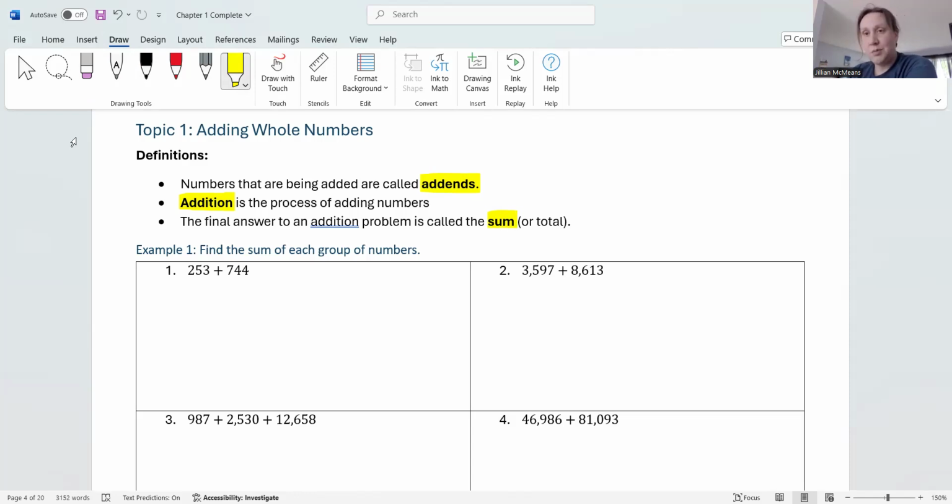Each operation has a specific word that means total, but just know that the word total can also be thrown out. So add-ins are numbers being added together. Addition is the process of adding numbers. And then the final answer to an addition problem is very specifically called the sum, okay? Let's look at example 1.